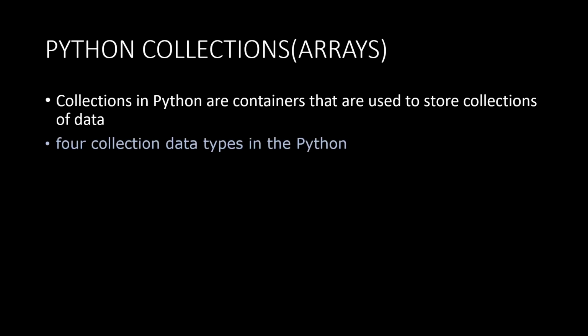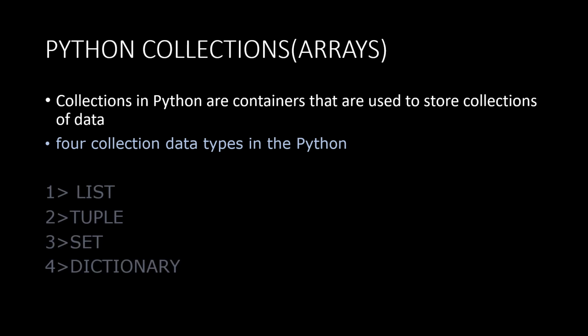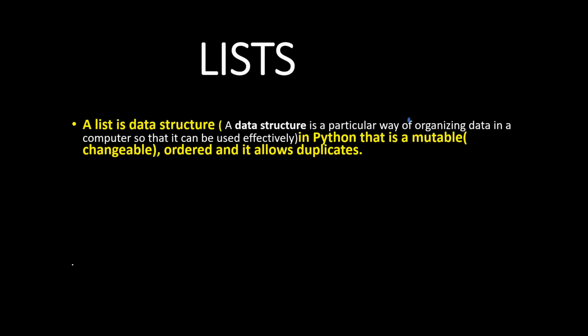Next point, we have four collection data types in Python and they are list, tuple, set and dictionary. In this video, I will explain list. Now let's understand what a list is. A list in Python is a data structure that is mutable, ordered, and allows duplicate values. Data structure means it is a particular way of organizing the data so that we can use it effectively.